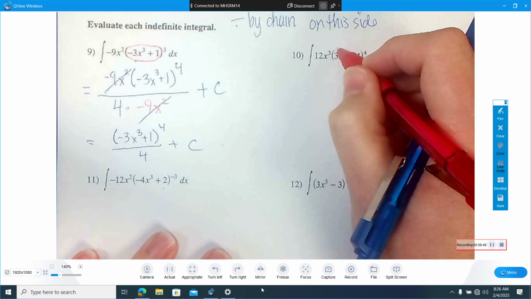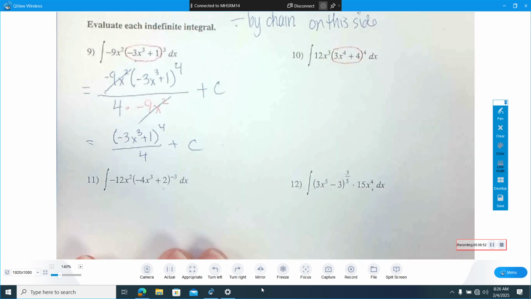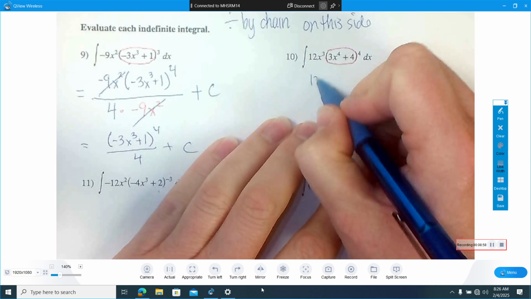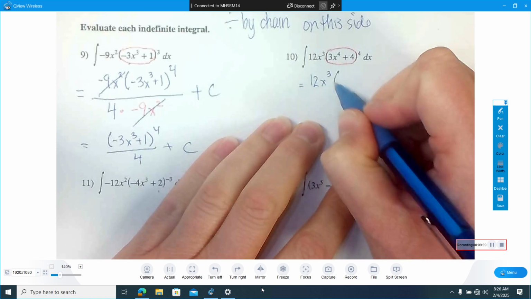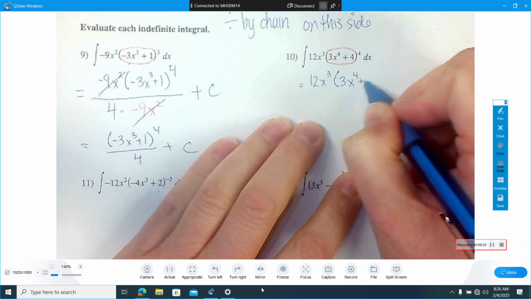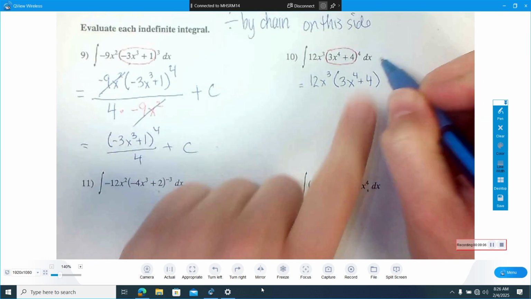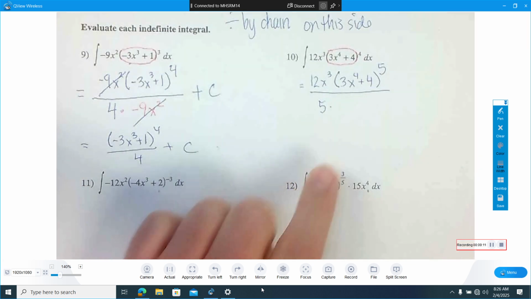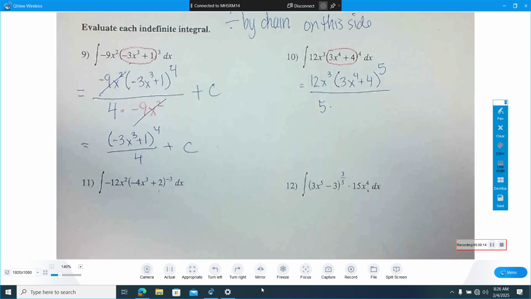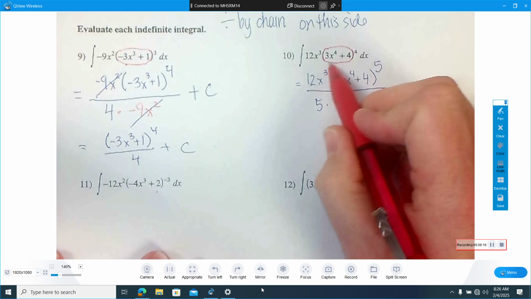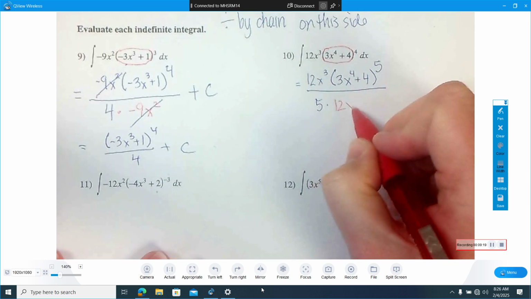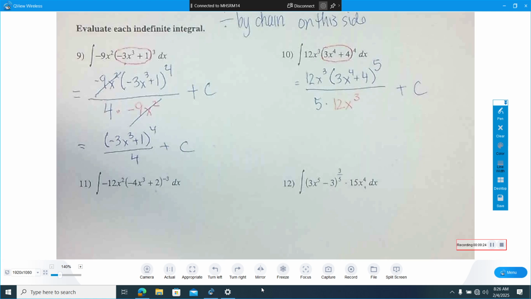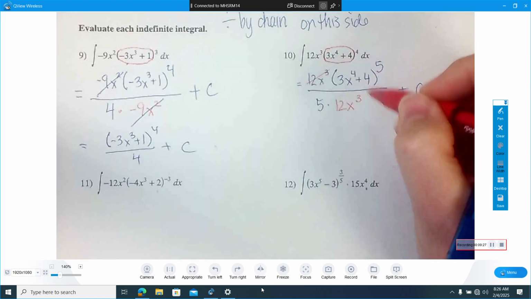With number 10, I have my thing raised to a power. And so I'm going to take my whole expression there, 12x cubed, that whole thing, 3x to the 4th plus 4. I'm going to increase my power. 4 becomes 5. I'm going to divide by the new power. And I'm going to divide by the derivative, or divide by that chain rule. What is the derivative here? 12x cubed. And don't forget your plus c. And then, of course, it cleans up pretty sweet in this case.